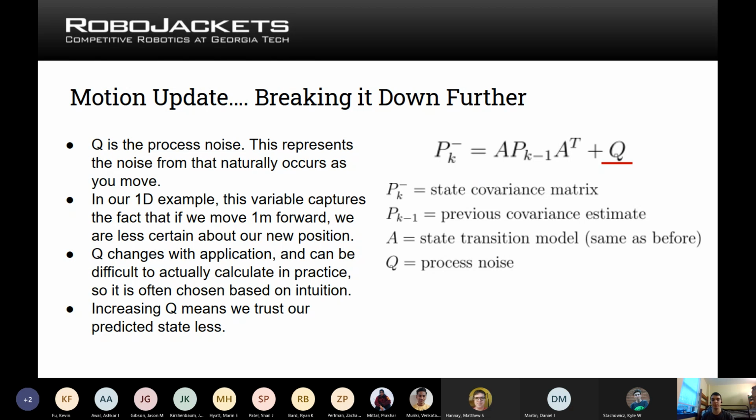So in our 1D example, this variable captures the fact that if we move 1 meter forward, we are less certain about our new position, but like in any dimension, if you change state, you're less certain about your current state. And then Q changes with application, and it can be kind of difficult to calculate in practice. So a lot of it's based on intuition.